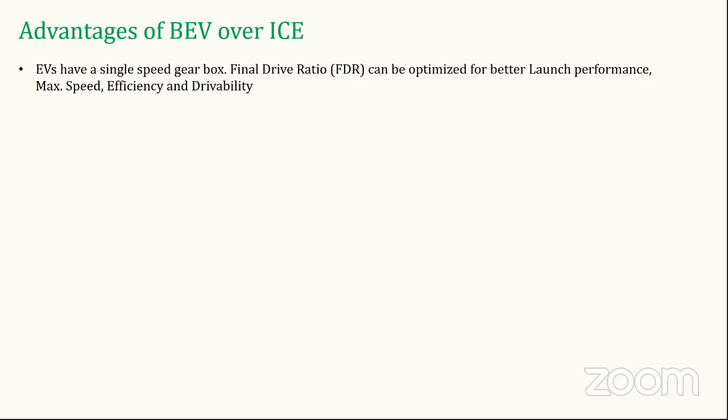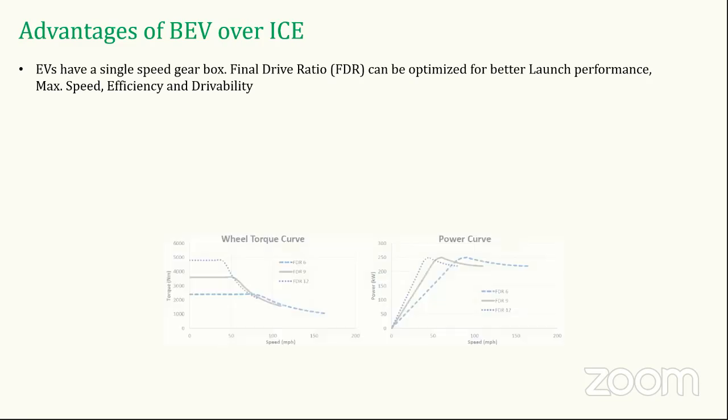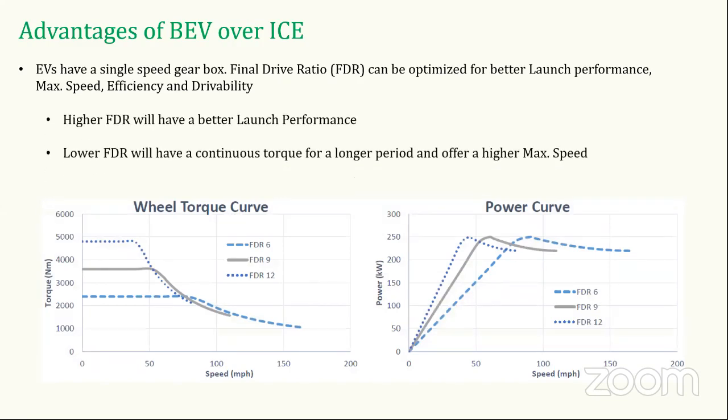And for the same motor, the battery electric vehicle gearbox can be optimized with the help of the final drive ratio for a better launch performance, maximum speed, efficiency, and drivability. As you can see from this figure, when the final drive ratio is higher, we have a better launch performance. That is, the initial acceleration could be achieved in this case, but sooner the torque curve decreases, due to which the drivability may suffer, but that can be addressed with the help of a lower final drive ratio. But this will in turn affect the launch performance. So there can be a compromise between the FDRs in order to achieve the speed, performance, efficiency, and drivability.